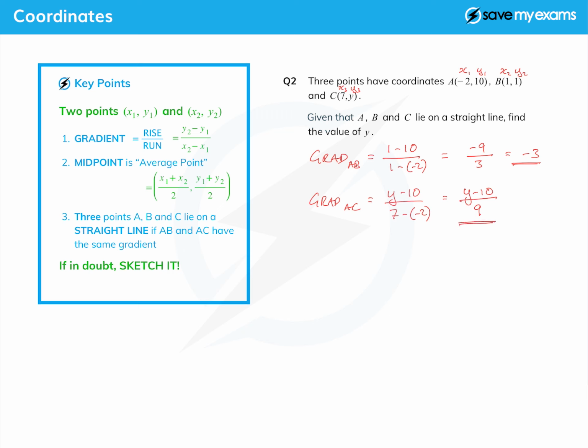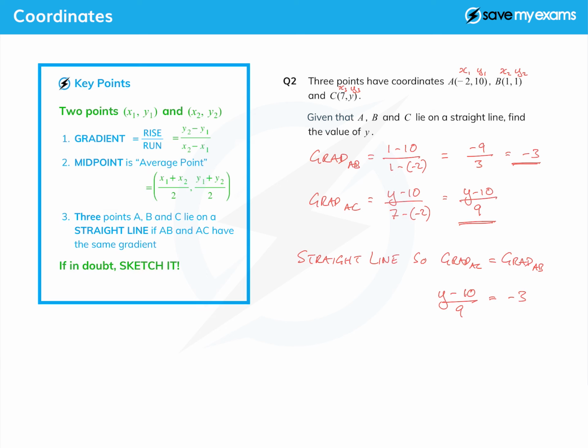Now, as I say, we're told that they lie on a straight line. So let's write down what we're going to use. So we can say straight line. That's not how you spell straight. That's how you spell straight. Straight line. So the gradient of AC equals the gradient of AB. And that gives me y minus 10 over 9 is equal to minus 3.